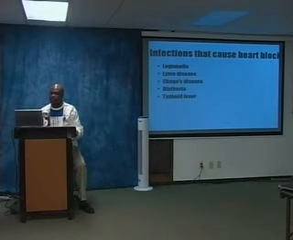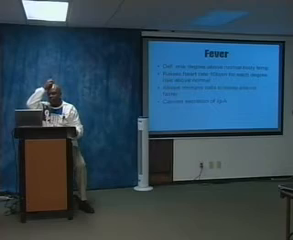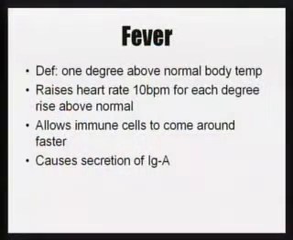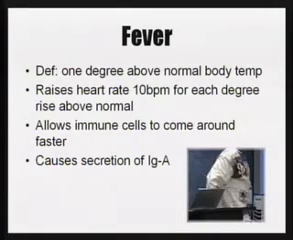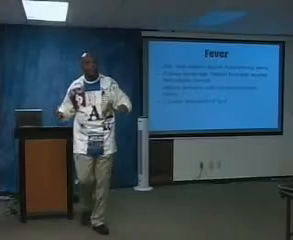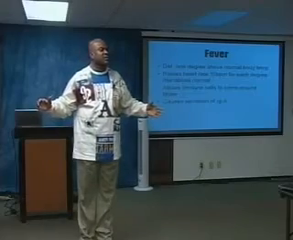Okay? But make sure you understand this. One degree above normal body temperature: first benefit, heart rate goes up 10 beats for every degree. Number two, benefit of fever: it allows immune cells to come around faster because your heart is pumping faster. Understand, Janice? Understand, Tatiana? It makes the immune cells come around faster. That means if your immune cells come around faster, you get better faster.